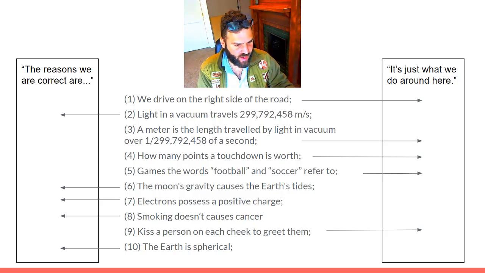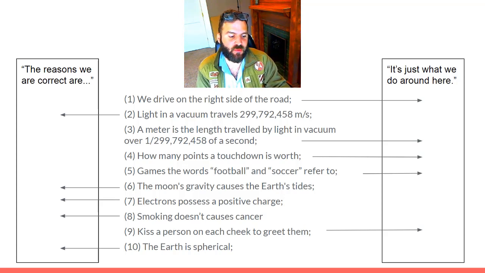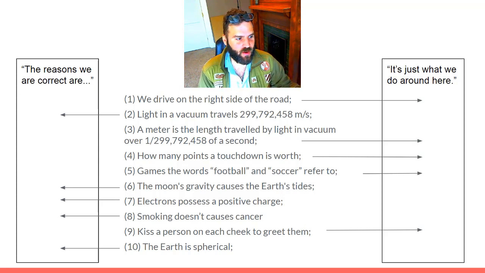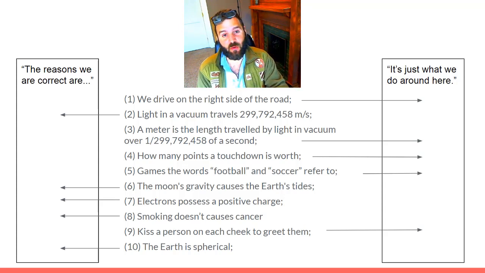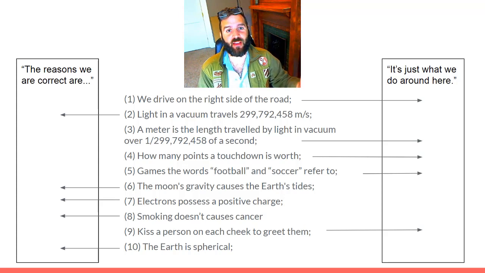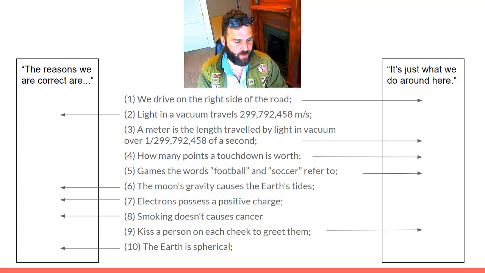And I've sorted these other things according to how you might sort them. So for example, number 7, electrons possess a positive charge. That's something you couldn't defend by saying, well, that's just what we believe around here. There are reasons why that answer is correct or incorrect. In that case, it's incorrect. So it's the sort of thing you have to be able to justify and give an argument for that doesn't just appeal to culture, and when you try to give that argument, you should realize it's wrong. And of course, smoking doesn't cause cancer.